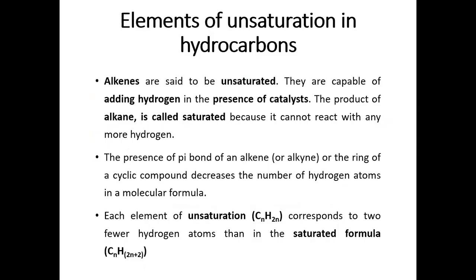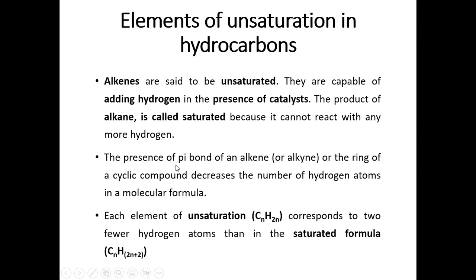So these are the elements of what we call alkenes. When we mention a double bond, we consider it unsaturated. So they are capable of adding hydrogen in the presence of a catalyst, right? When the product is produced, we call it an alkane, so it becomes saturated.